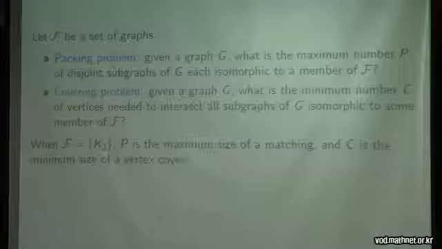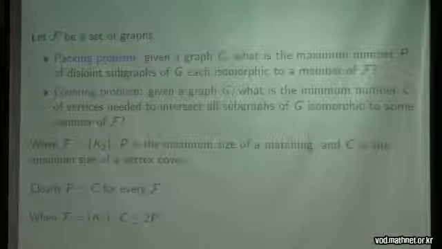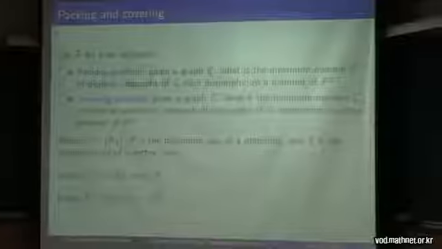And actually, in general, there is some relation between the optimal solution for the picking problem and the covering problem. If I call the optimal solution for the picking problem P, and the optimal solution for the covering problem C, then P is at most C. Because if I have P vertex disjoint subgraphs, then I need P vertices to touch all of them. So P is at most C, no matter what F is. But sometimes I can bound C in terms of a function of P.